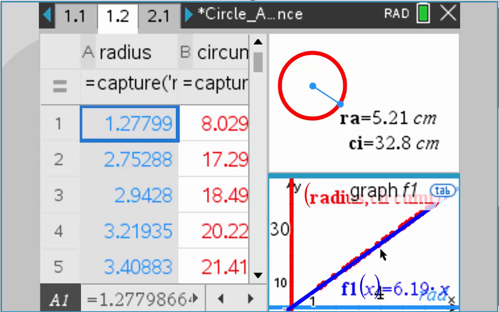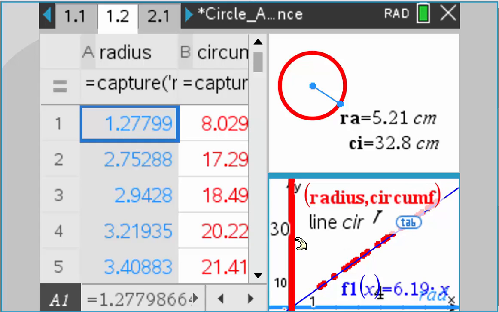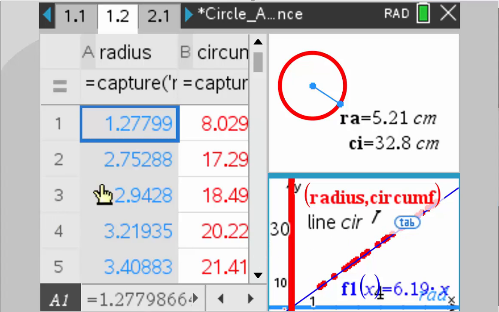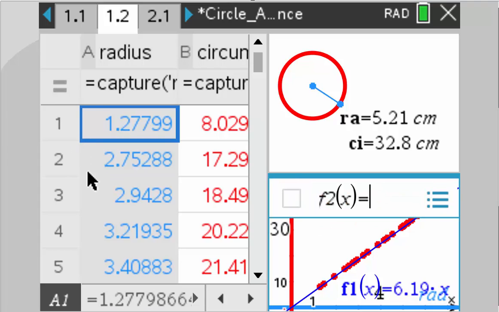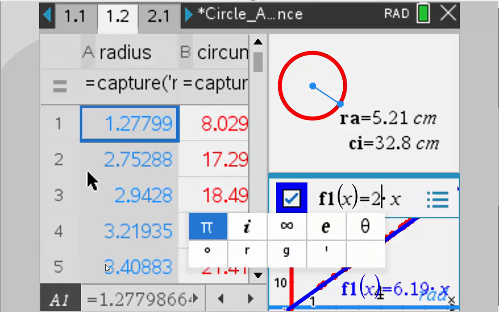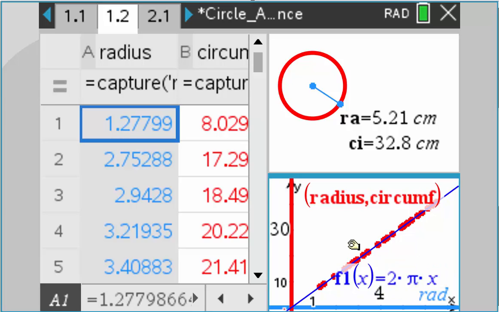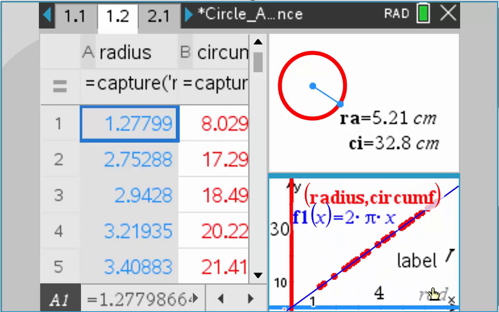But since this is a circumference, and circumference is 2 pi r, then the equation should be 2 pi x. So again, what I'm going to do is tab and go up to F1 and edit F1 so that it's 2 pi x, not 6.19. So 2 and then the pi key x, and this will now be a perfect fit. And again, we don't want to even use 2 times 3.14 or 6.28x. That's an approximation. This one is exact. Please pause as needed.